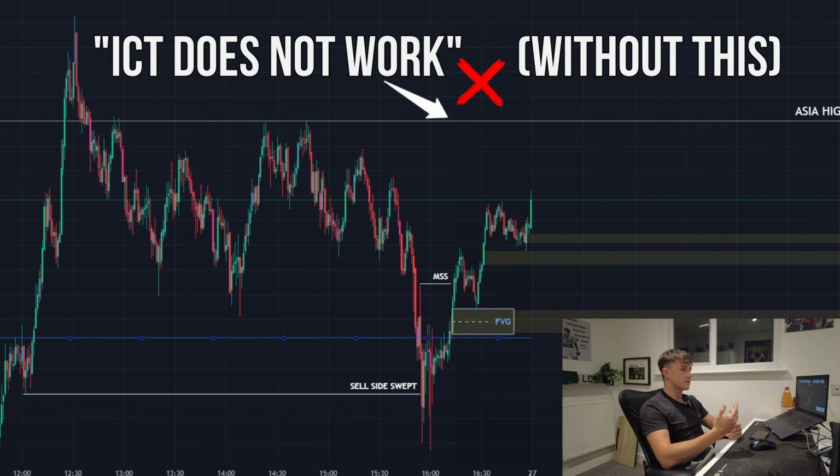So I believe that maybe in 2021, 2022, ICT concepts alone would have been enough to get you over the finish line and actually become profitable throughout the year cycle. But as time has gone on and everybody is trading these concepts, we're going to have to add different elements so that we can actually take advantage of the way that price moves, using ICT concepts, but we're going to be taking significantly fewer trades.